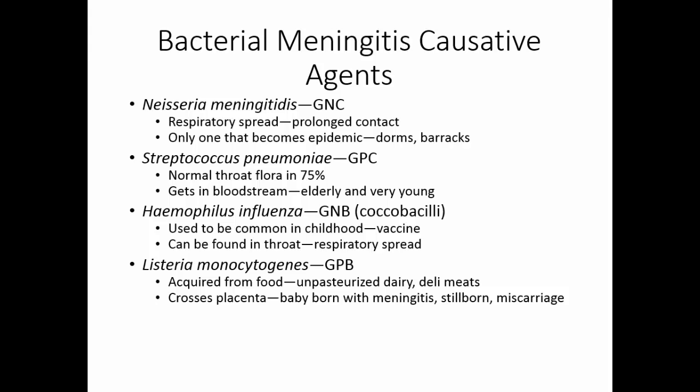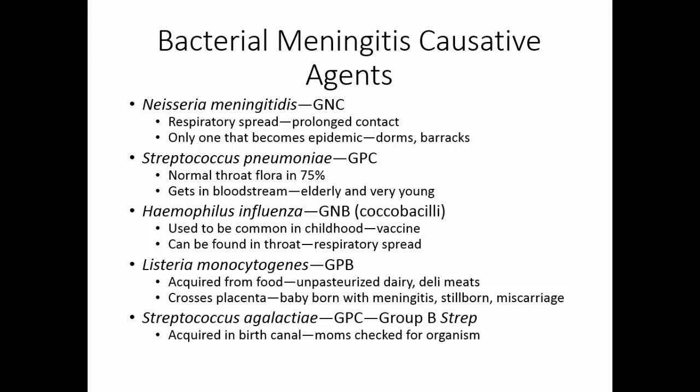Streptococcus agalactiae is another gram-positive cocci. This is usually called group B streptococcus. This one is acquired in the birth canal. Mothers can become colonized with this organism at any time, so typically moms are checked during the pregnancy to see if this organism is present, and they are treated if it's found. Survivors of group B meningitis may have permanent neurological damage.